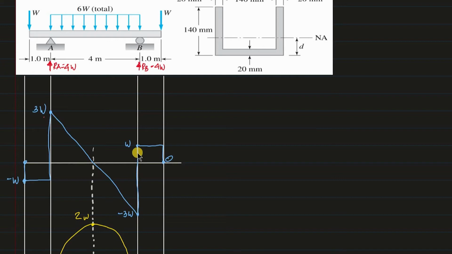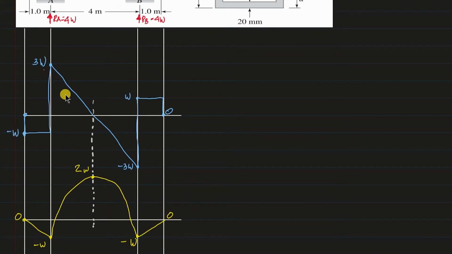So, pagpunta dito, pag-akyat, meron tayo ulit ditong reaction, which is 4W. So, bumalik siya sa positive W. Then, balik dito. Sa dulo, may W yung pababa. So, balik sa 0. Okay, next.